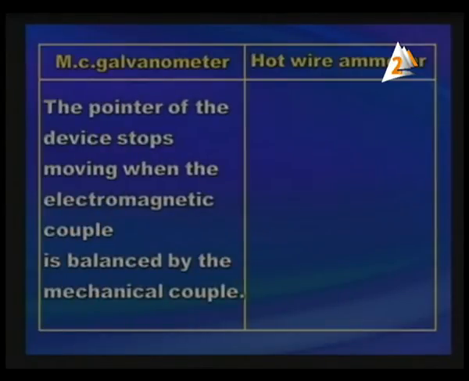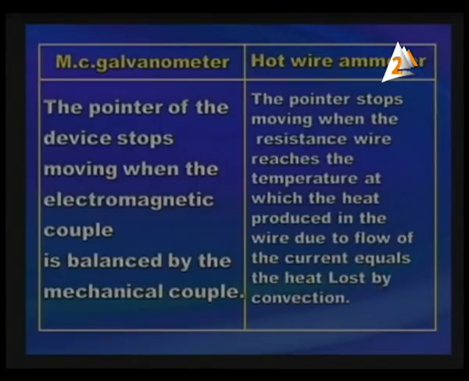Talking about the moving coil galvanometer, the pointer of the device stops moving when the electromagnetic couple is balanced by the mechanical couple. And what about the pointer of the hot wire ammeter? It stops moving when the resistance wire reaches the temperature at which the heat developed in the wire due to the flow of the current equals the heat lost by convection.